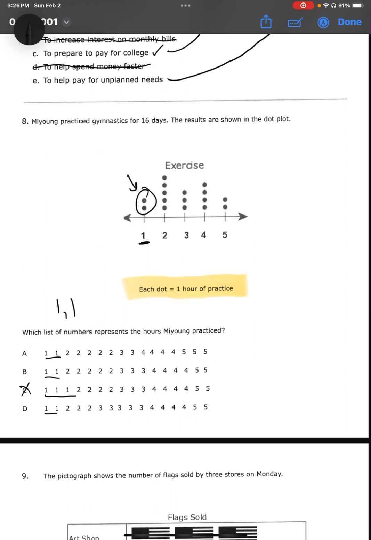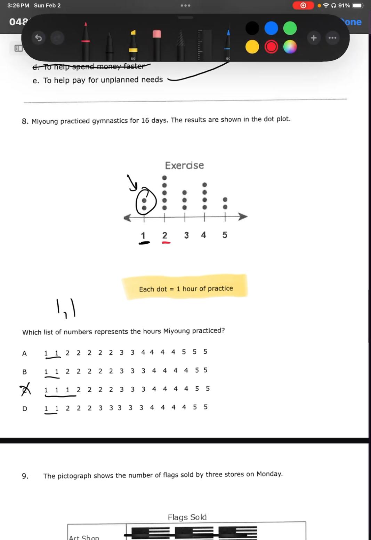The next section I'm going to go to is this category of 2. I see 1, 2, 3, 4, 5. 5 dots on the 2 section. That means I should have 5 2s. This one has 1, 2, 3, 4, 5. That's good. 1, 2, 3, 4, 5. That's good. 1, 2, 3. So if you look down at D, there are only 3 2s, and there should be 5 2s. Really, you're just matching up the data.